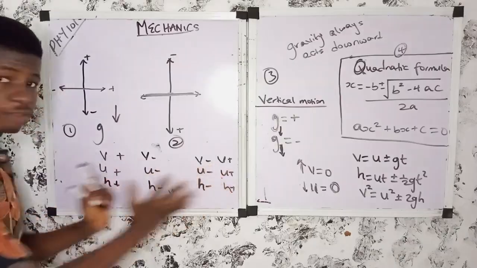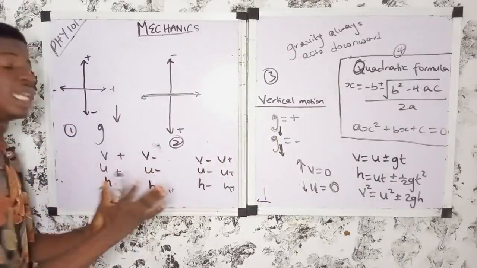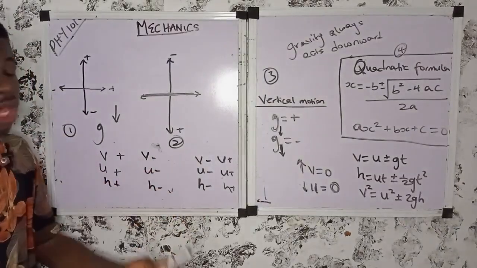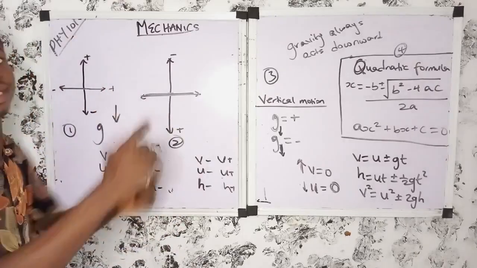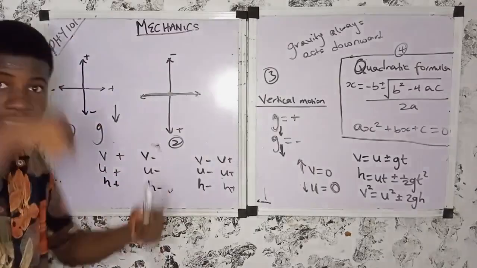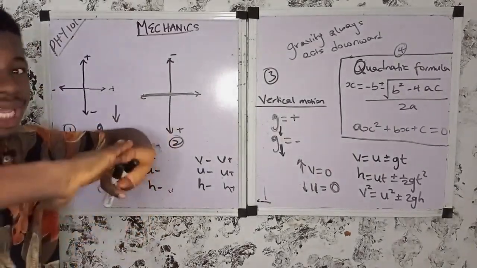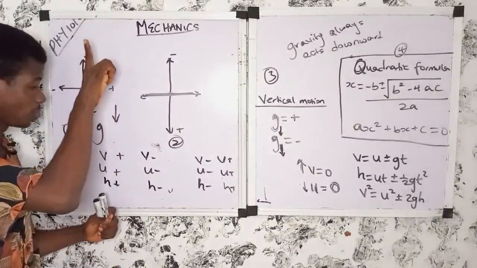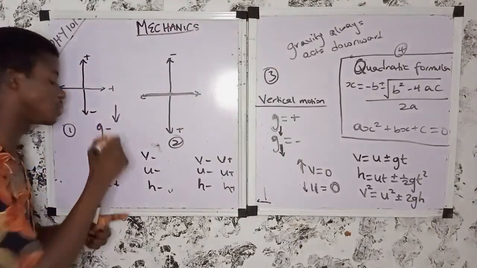the rest of these other quantities are usually affected by the direction of motion of the object, unlike G, which is not affected. If you are going up, G will still act downward. If the body is falling down, G will also act downward. So for a body going up, using this coordinate, G will be negative.